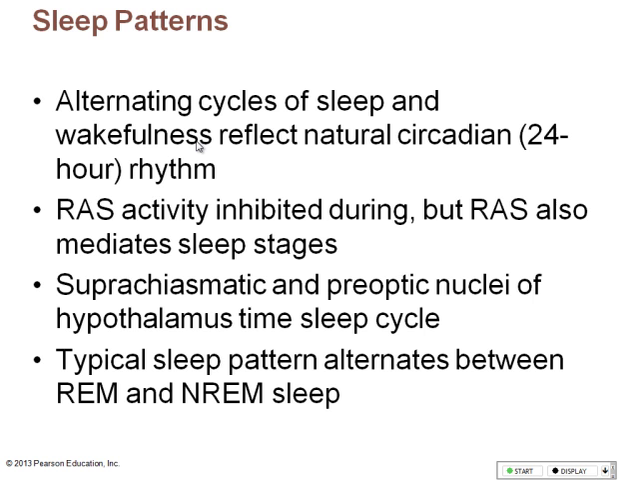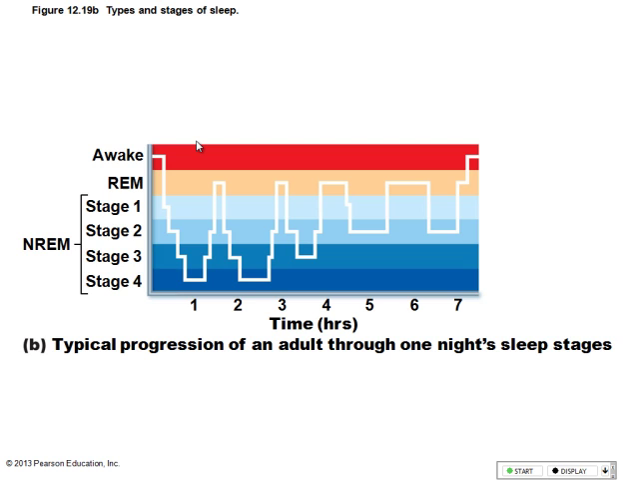Typical sleep patterns alternate between REM and non-REM sleep. So in any given night, hopefully if you're getting a good night's sleep, you are going to go through these different stages rhythmically until we wake up in the morning. As we get to the end of our sleep, we notice we don't fall down into stage 3 and 4. We just cycle through those beginning stages when it's time for us to awaken.